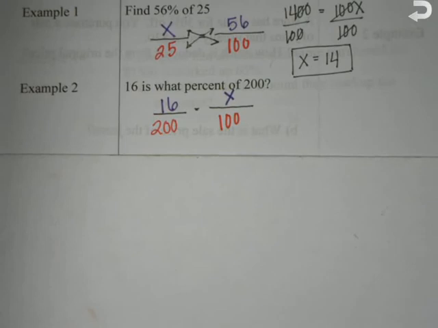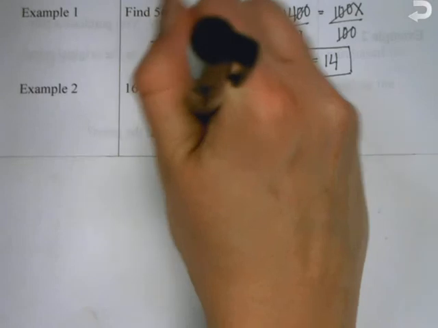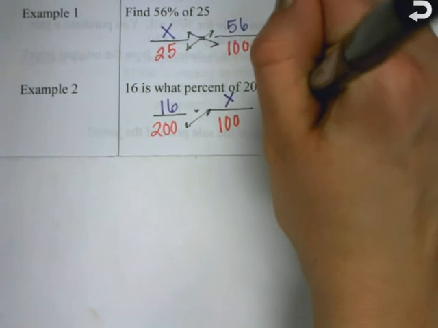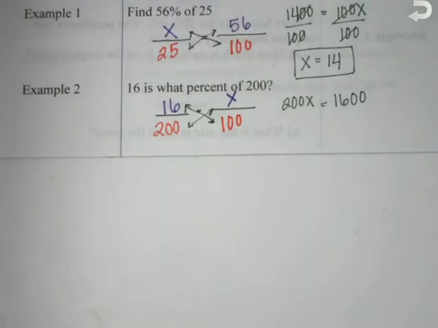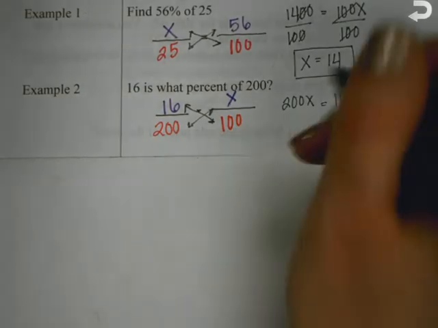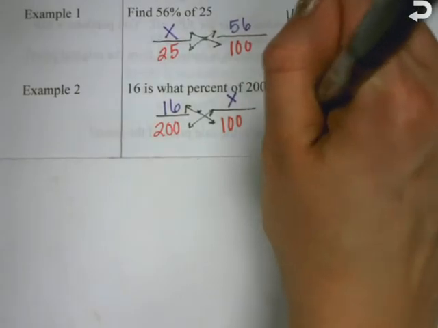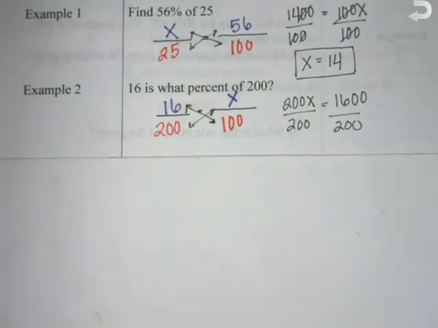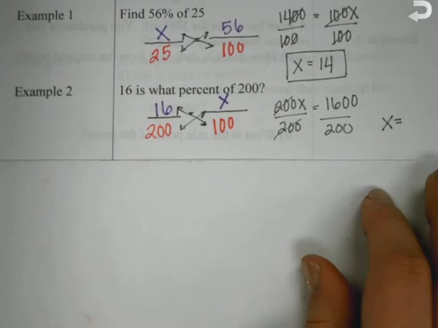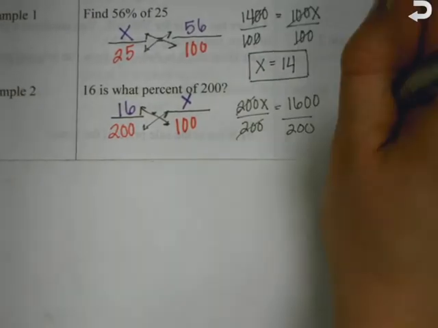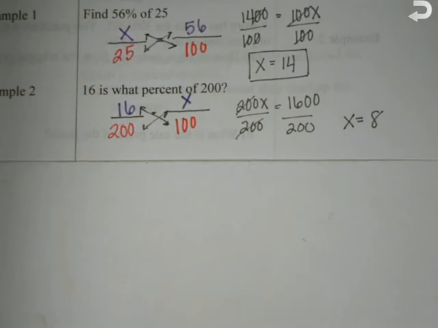Okay, so how do I solve this? Cross multiply. So 200 times x gives me 200x. 16 times 100 is 1600. Okay, how do I solve for x? Divide by 200. So that gives me x equals 8. 8 what? Now this time we're actually looking for the percentage. So what do I have to put? 8%.